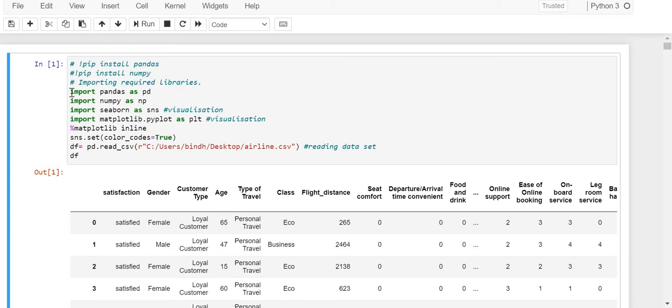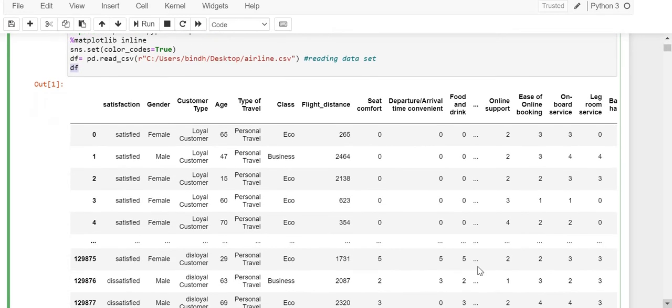To start with, we need to import a few libraries that we need for visualization. I have imported these libraries: Pandas, NumPy, Seaborn and Matplotlib. We need to read the dataset, and this is the path where I have saved my dataset. We need to give the path, and then df is basically the data frame. Any variable according to your convenience can be used here, and I am displaying the dataset here.